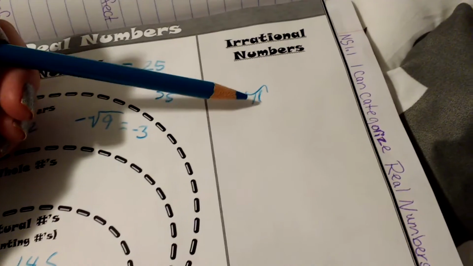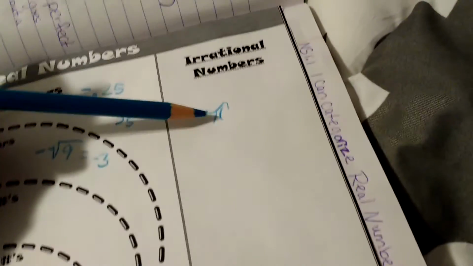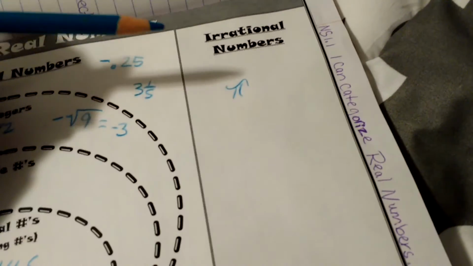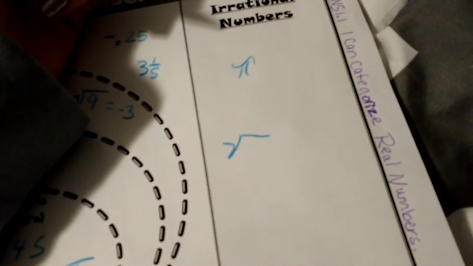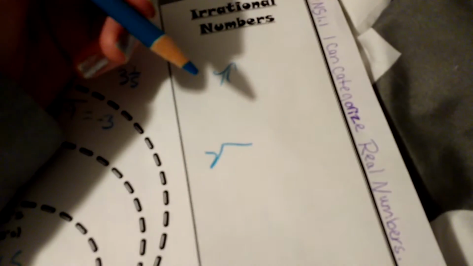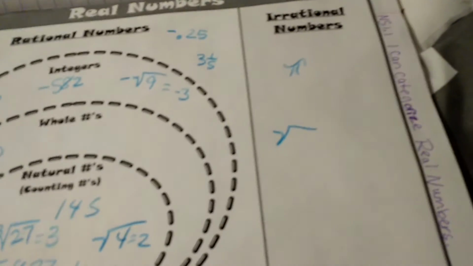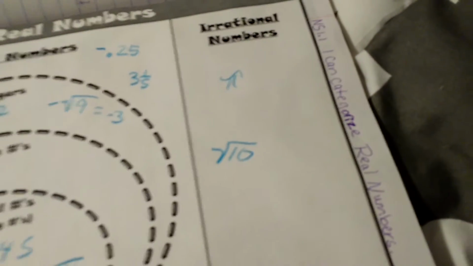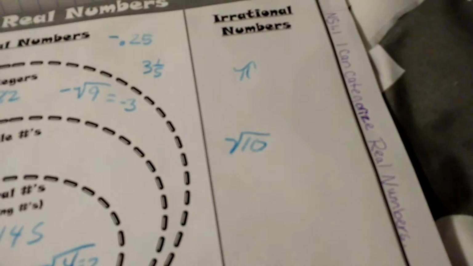So irrational numbers are decimals that go on forever without a pattern, like pi, because that's why people try to memorize as many digits of pi. It would also be the square root of any non-perfect square. So we know the square root of 9 is 3. That's a perfect square, so that goes over here in our natural counting numbers. It's also a whole number, integer, and rational. But the square root of 10, for example, is going to be irrational because it will be a decimal that goes on forever without a pattern.